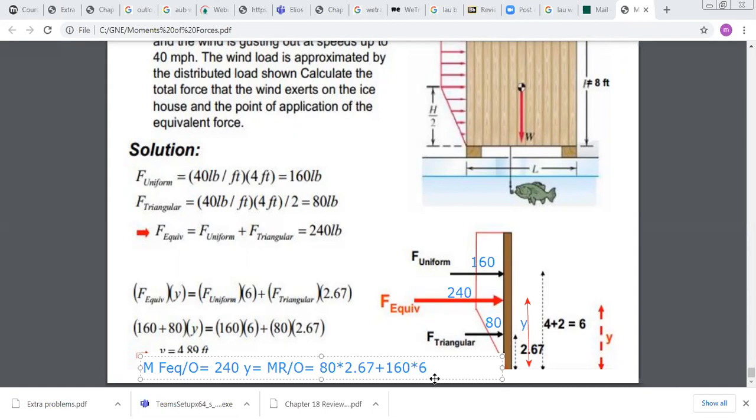So in this equation, your only unknown is Y, which is the distance between the resultant force and O. And when you solve, you can get Y. In this way, you can replace the two forces by only one force, which is equal to their summation and which produces the same total moment about O.